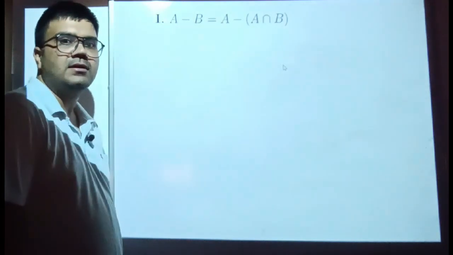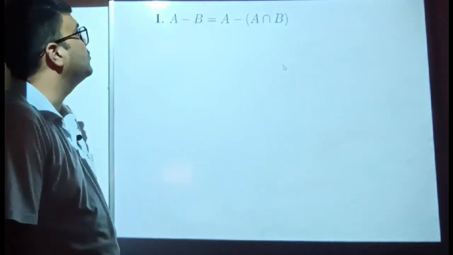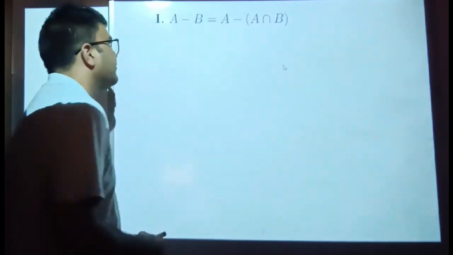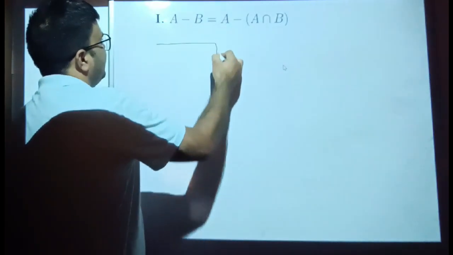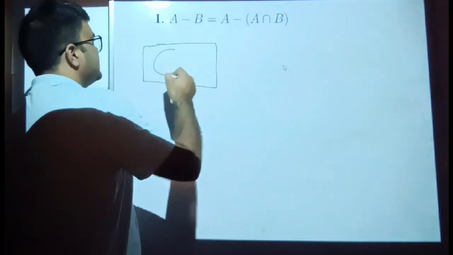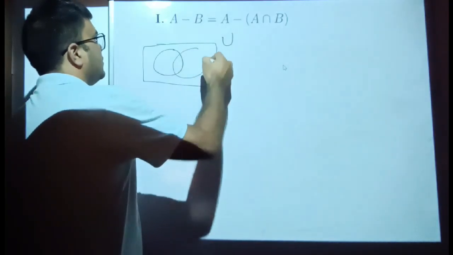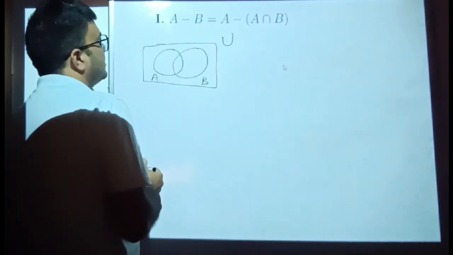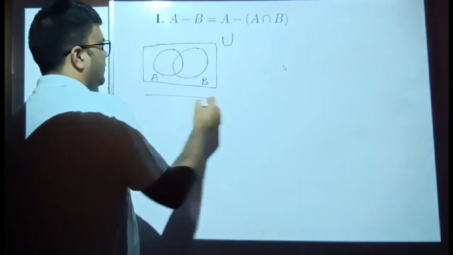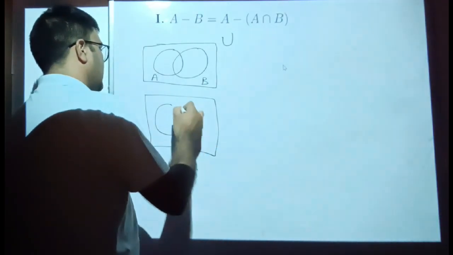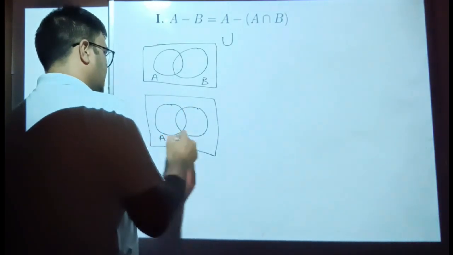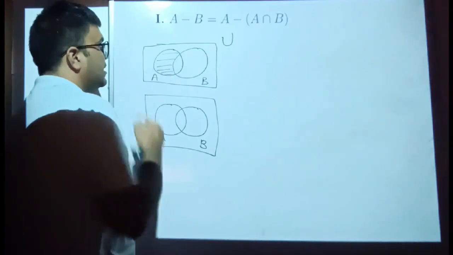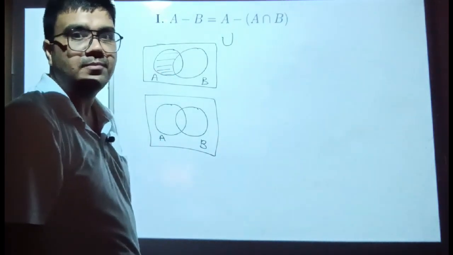Now we are going to start with our next proof. We have to prove that A minus B is equal to A minus A intersection B. If we look at the Venn diagram, this is the set U, and these are the sets A and B. A minus B means those elements of A which are not elements of B. I am talking about two cases here. In the first case, I am directly plotting the region A minus B.